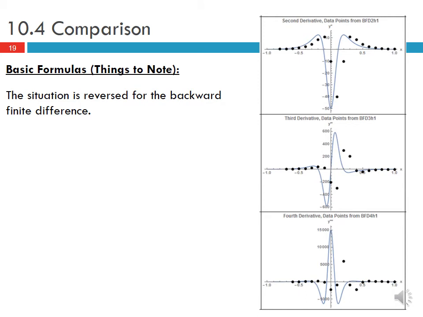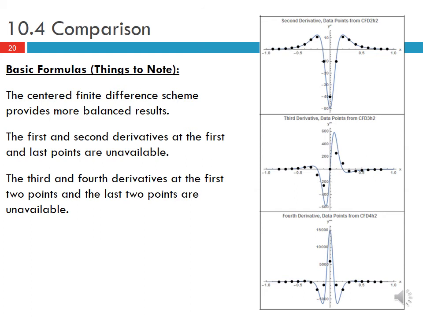The situation is reversed for the backward finite difference. So for looking at the last 2 points, 3 points, and 4 points for the second, third, and fourth derivatives, respectively. And the centered finite difference scheme provides more balanced results. The first and second derivatives at the first and last points are unavailable. So this is showing the second derivative here, and the third and fourth derivatives at the first 2 points and the last 2 points are unavailable, as we can see here.